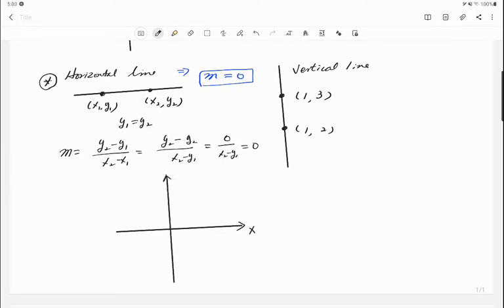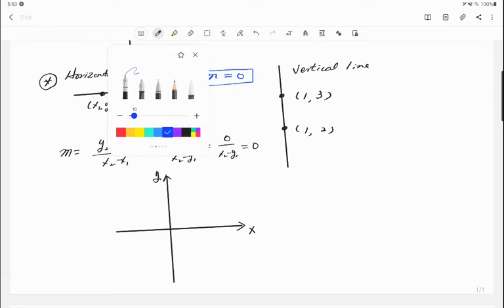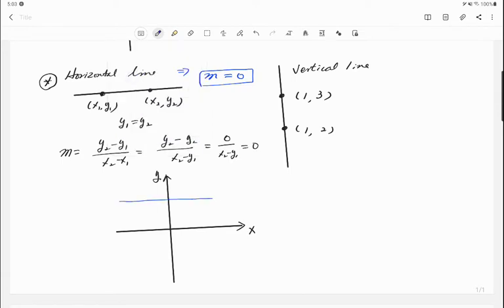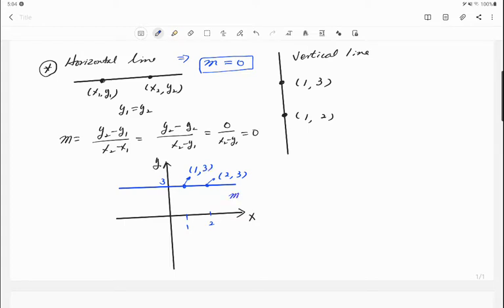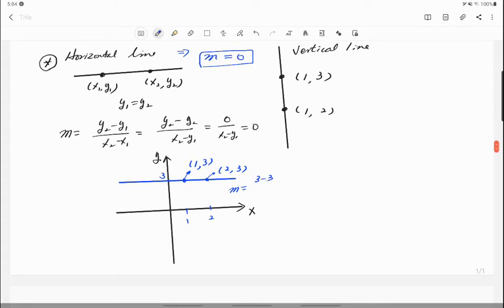Here's the x-axis, y-axis. Look at the horizontal line. Let's say the y value of this horizontal line is 3. Let's say this is 2, this is 1. Look at this point: the coordinate is x equals 2, y is 3. The coordinate of this point is x equals 1 and y is 3. The y values are the same. So the slope is y2 minus y1 over x2 minus x1. That is 0 over 1, which is 0, right? Okay, how about the vertical line?